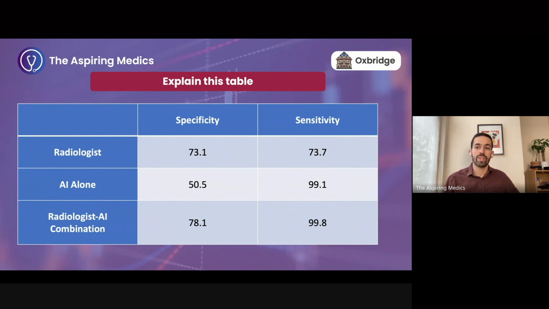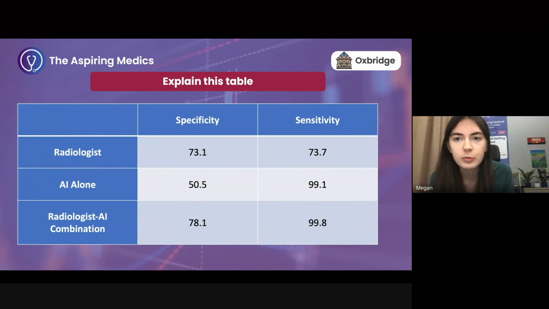Now, with the new breakthroughs in AI, you can use either radiology alone, AI alone, or a radiologist combined with an AI. And you've got here specificity and sensitivity. What do these words mean? Have you heard of them before?